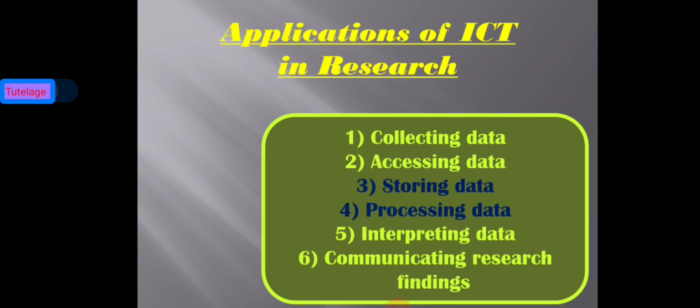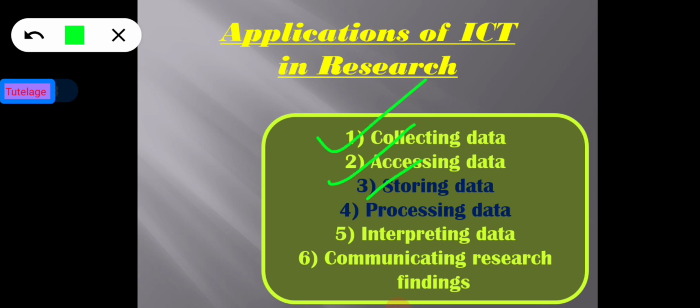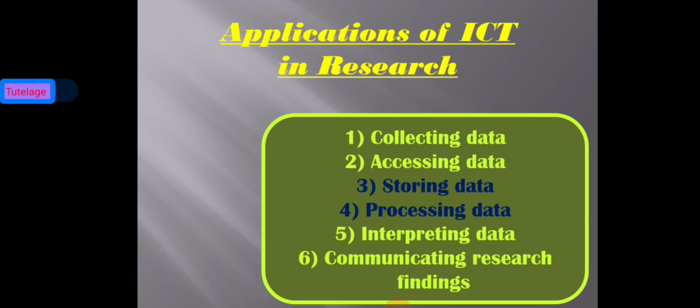ICT can be used in research for the following areas, that is collecting data, accessing data, storing data, processing data, interpreting data, and communicating research findings. Okay, so now move on to the next slide.